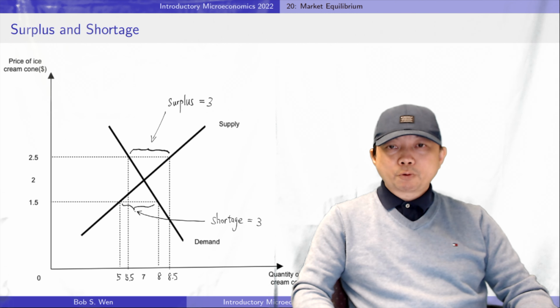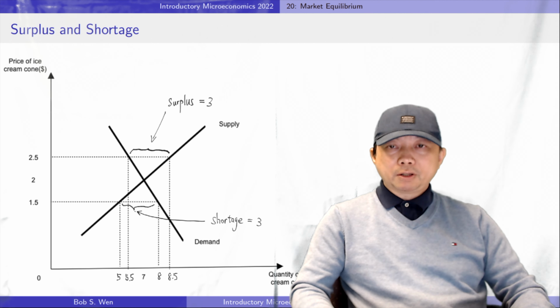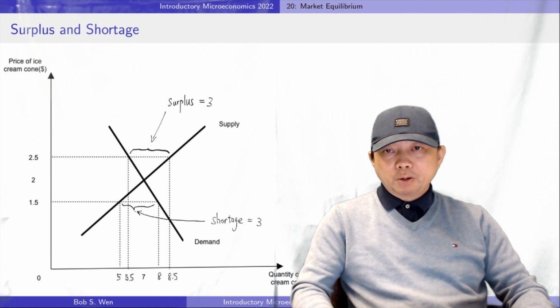How quickly equilibrium is reached varies from market to market, depending on how quickly prices adjust. In most free markets, surpluses and shortages are only temporary because prices eventually move toward their equilibrium levels.